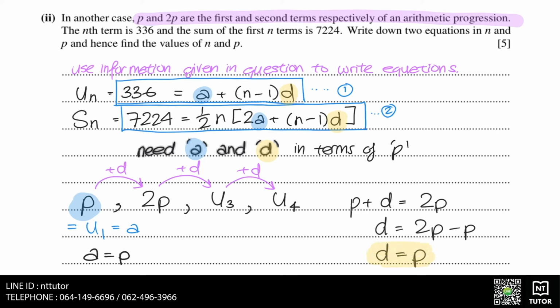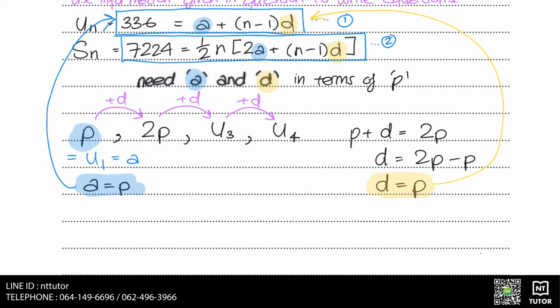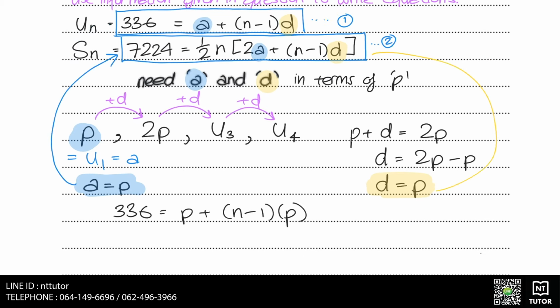Now that we have a equals p and d equals p, we can substitute this back into our two equations. And now we can simplify and solve these two equations simultaneously to get our values of n and p.